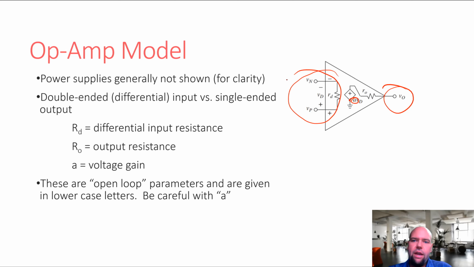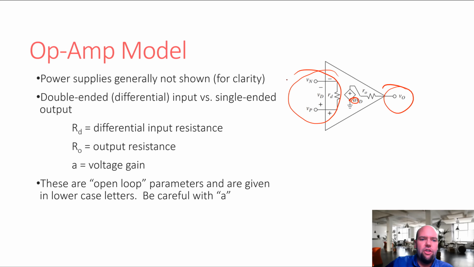A couple of other parameters here. RD is the differential input resistance. RO in this case is the output resistance, and be very careful with that, because it's the output resistance internal to the op-amp. Then little a is the voltage gain. Be very careful with A's in this class, because we have little a, a couple of big A's, and we have alpha, and they mean different things. In this case, the little a is the open loop voltage gain of our amplifier.